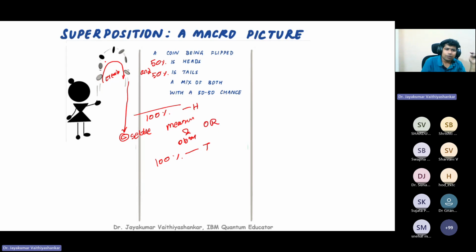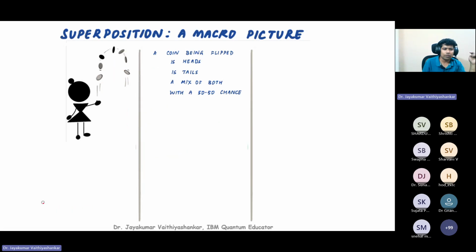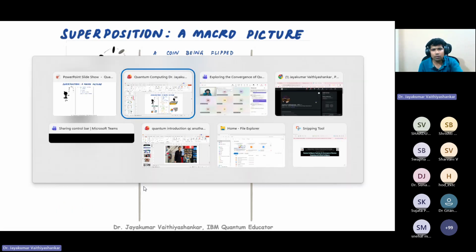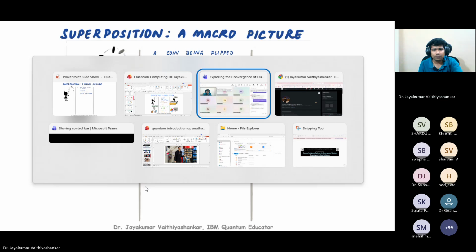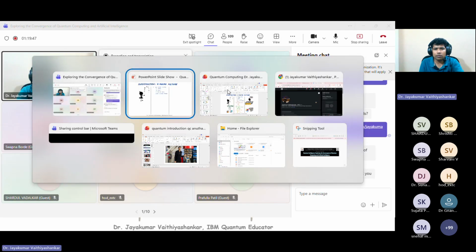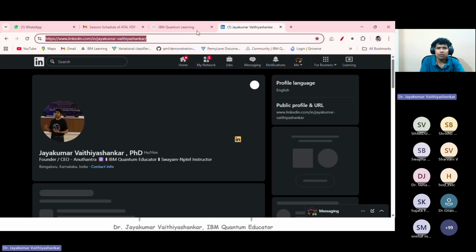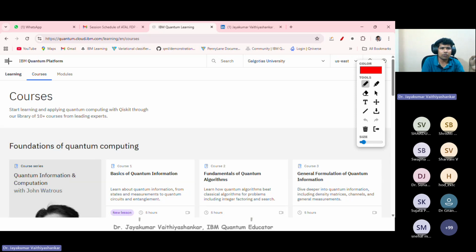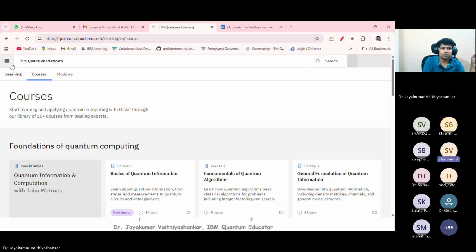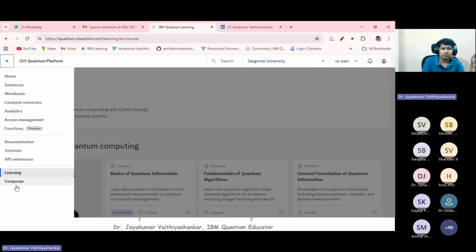This is creating superposition, tossing the coin. This superposition is called the Hadamard gate. What you are doing over here, we are creating superposition. So I'll go to composer.